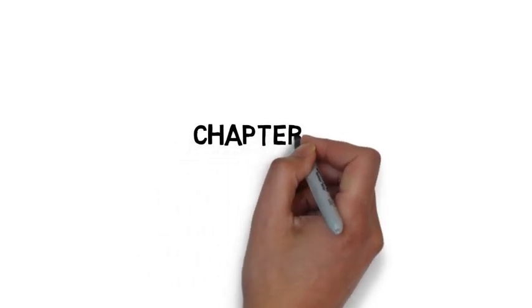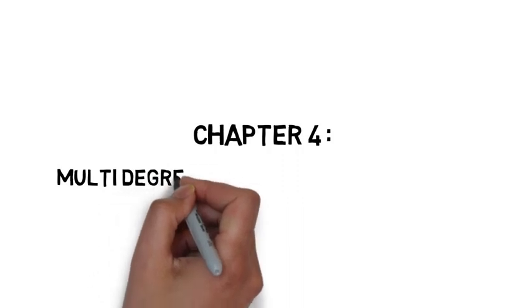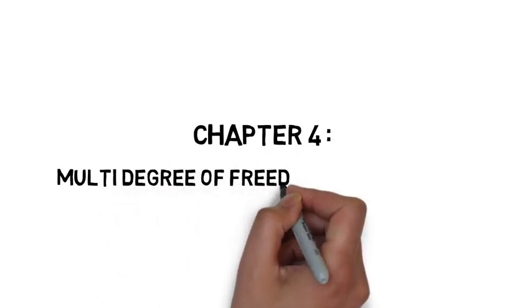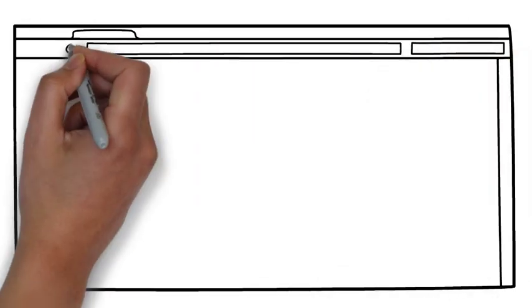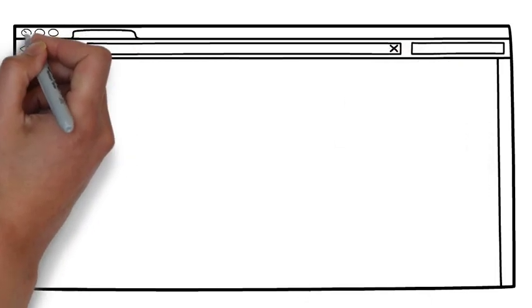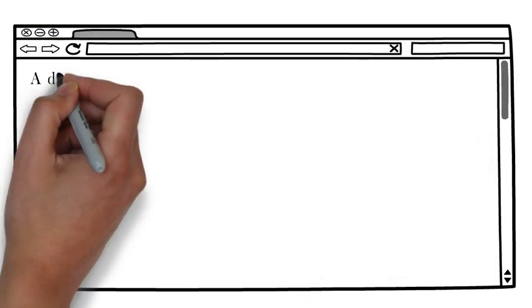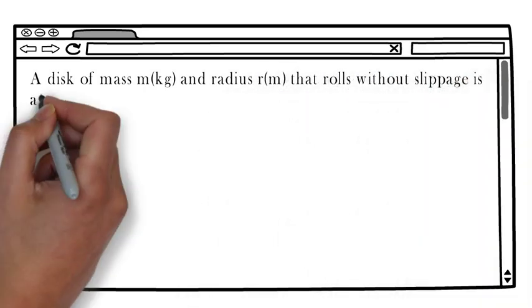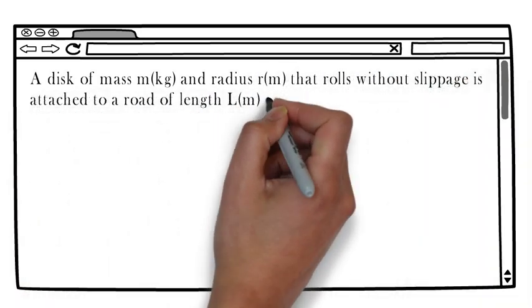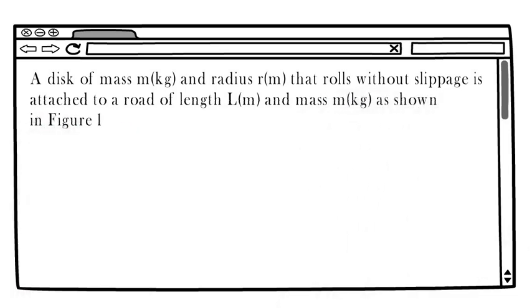Hello, today we want to do an example for chapter 4, which is multi-degree of freedom systems. This is the question for this example. A disc of mass m and radius r that rolls without slippage is attached to a rod of length L and mass m, as shown in figure 1.